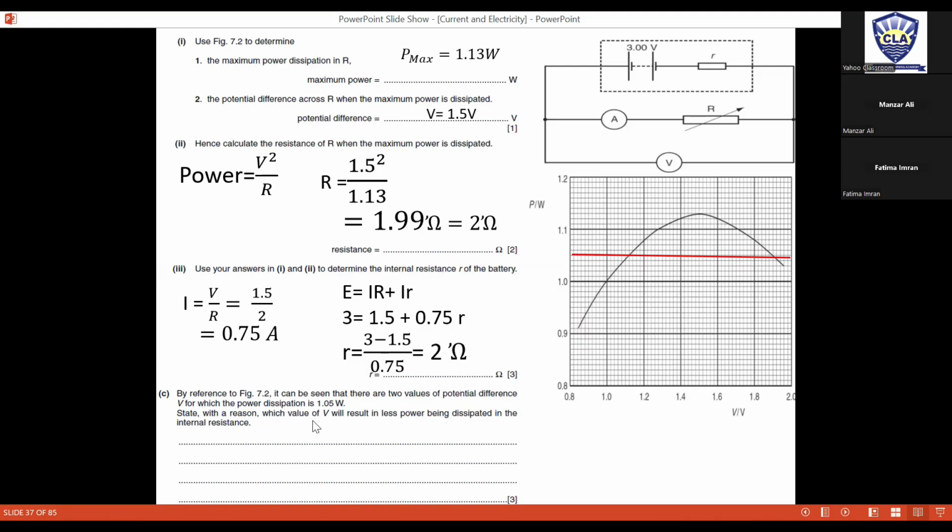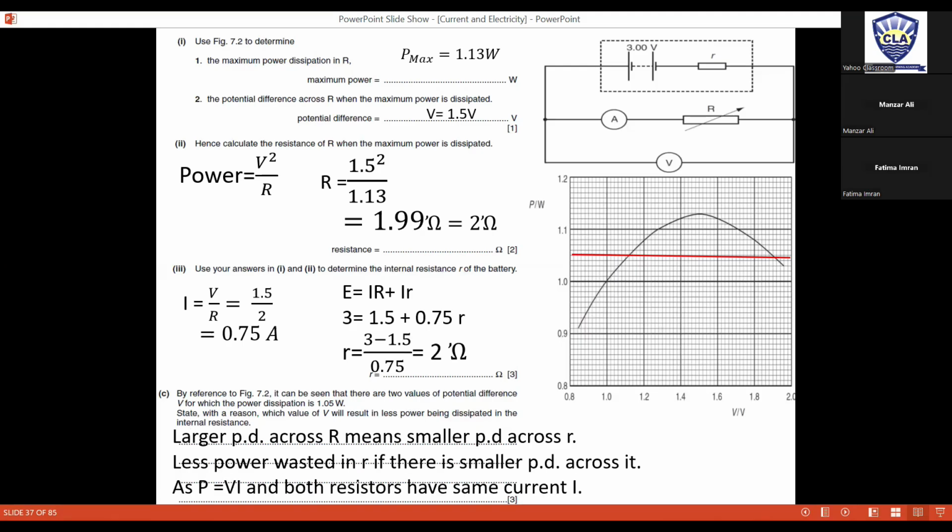State which value of V results in less power dissipated in the internal resistance. अब सिंपल कॉन्सेप्ट ये है, टोटल वोल्टेज तो 3 ही है, अगर आप 1.1 वाला यूज करेंगे तो मोर वोल्टेज विल बी अक्रॉस स्मॉल आर, इसका मतलब है मोर पावर विल बी वेस्टेड। So we always choose high voltage in the external circuit so that less voltage is developed across resistor R. This is how we explain the concept that less power will be wasted in the internal resistance if more voltage is across external resistance.